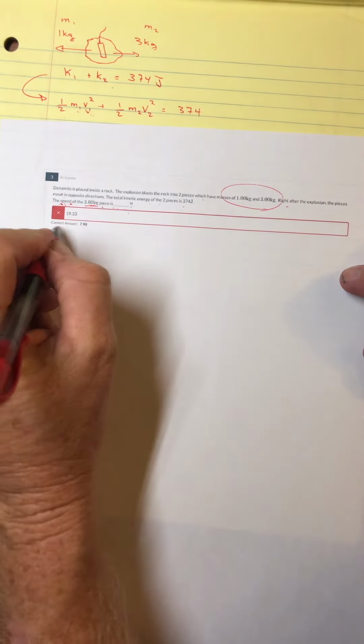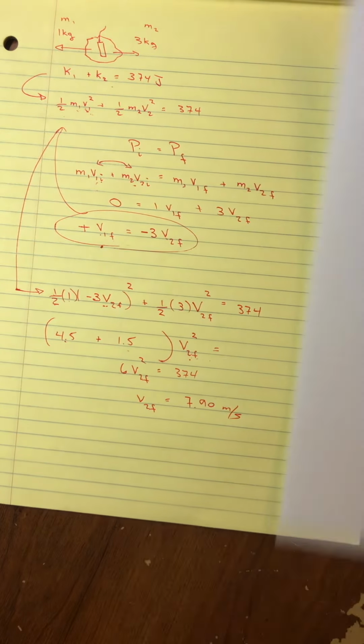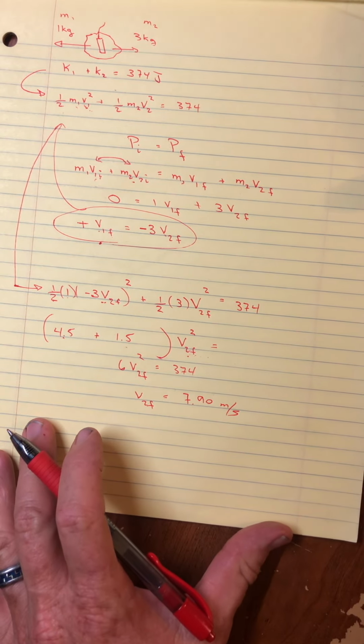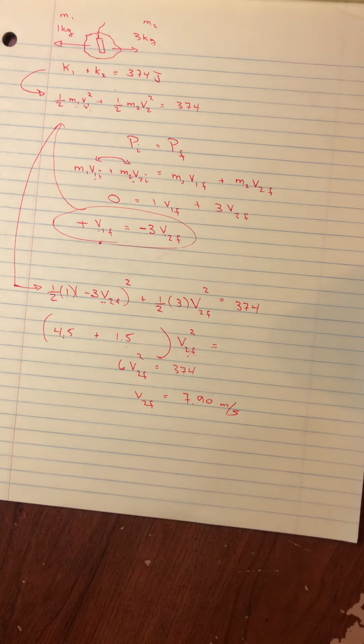Yeah, there it is. It says the correct answer is 7.9. So there it is. Both principles, and those are always harder problems when you've got to keep track of both at the same time. All right, take care.